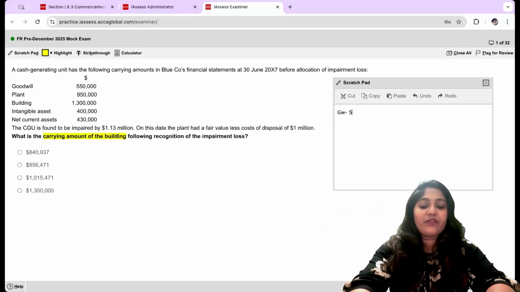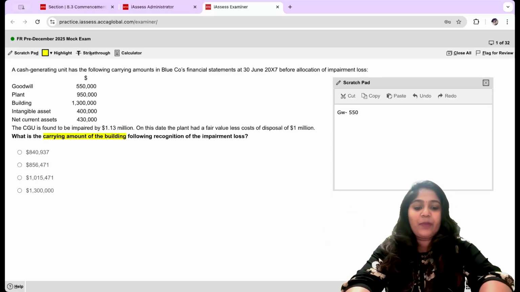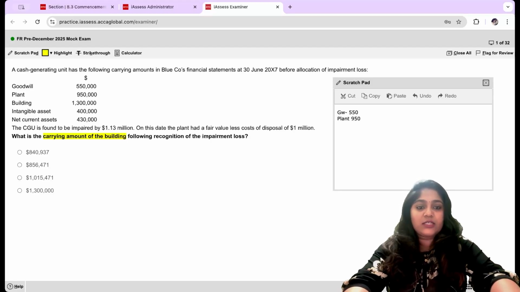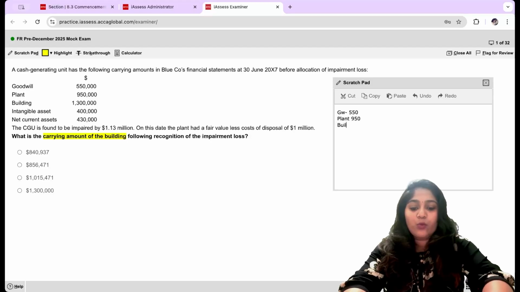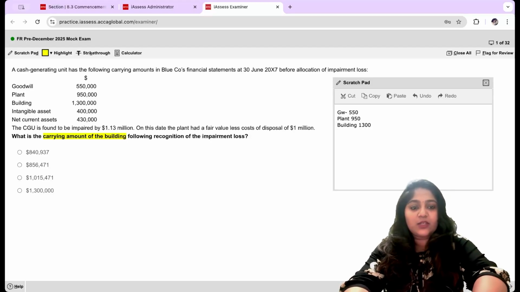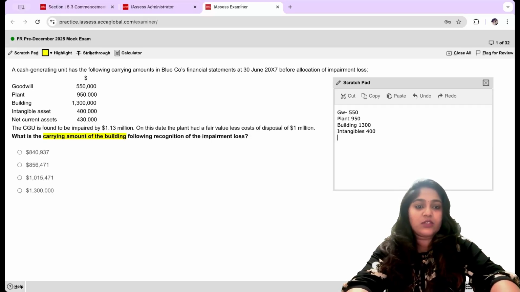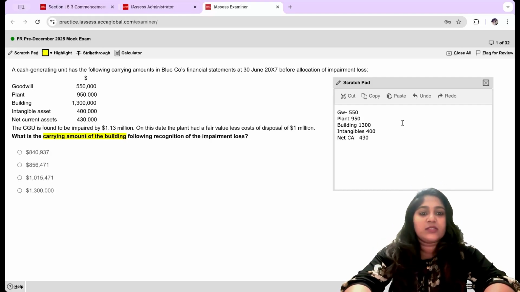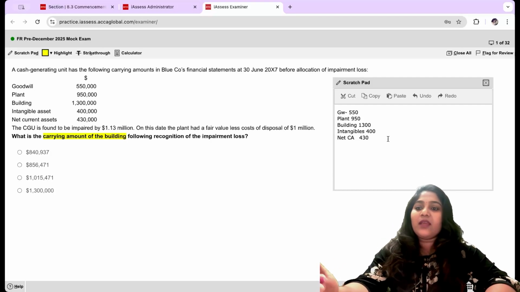Goodwill, I have $550,000, and I have plant with $950,000, and I also have building with 1.3 million, and I have intangibles with $400,000, and I have net current assets with $430,000. These are all the total value of my asset.